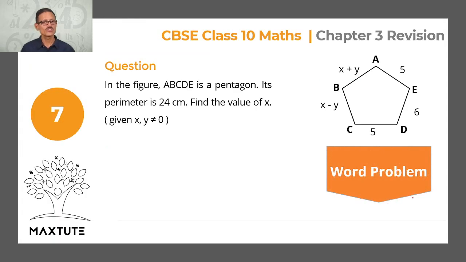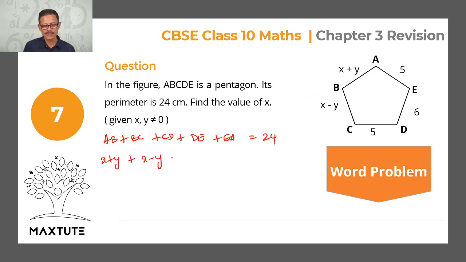Here we got one more side to this polygon. It's a pentagon. ABCDE is a pentagon. Its perimeter is 24, which means the sum of all of its sides is 24. So AB plus BC plus CD plus DE plus EA is going to be equal to 24. We need to find the value of x. Let's plug in. AB is x plus y, BC is x minus y, CD is 5, DE is 6, EA is 5. This is equal to 24.